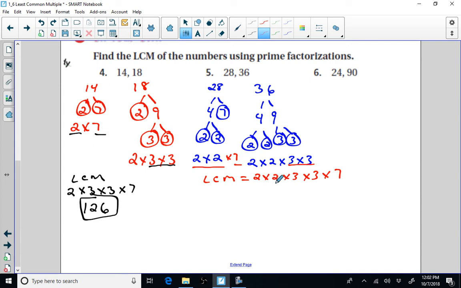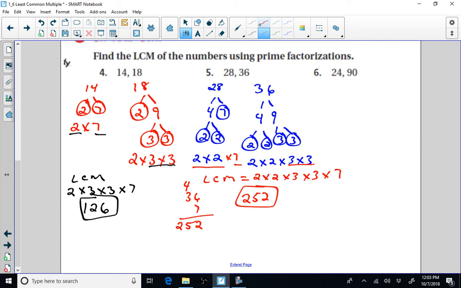2 times 2 is 4, times 3 is 12. 12 times 3 is 36. 36 times 7, 6 times 7 is 42, carry the 4. 4 times 7 is 28, plus 4 is 25. So 252 would be the least common multiple of 28 and 36.